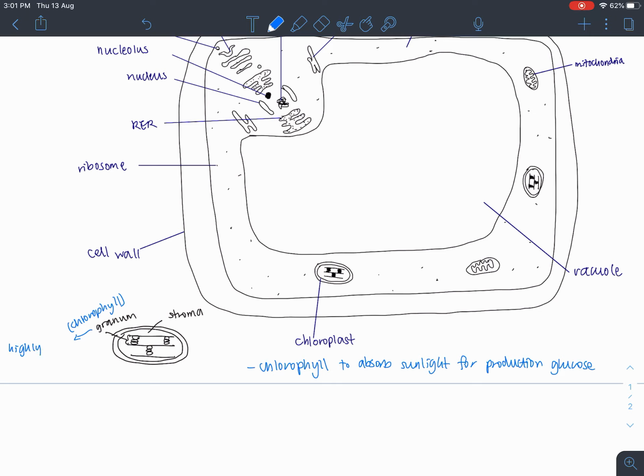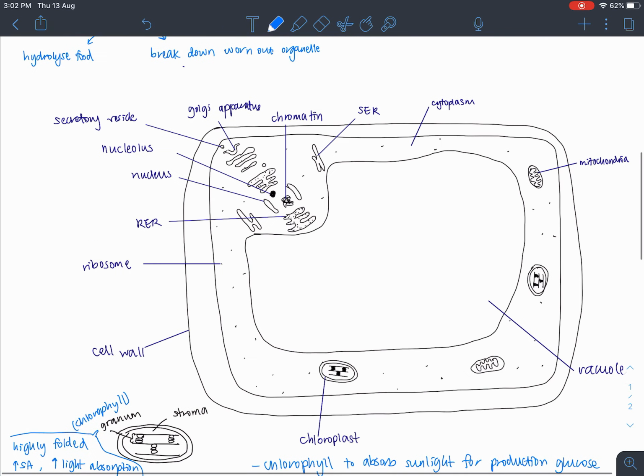So if we're to ask the adaptation of chloroplasts, you have to say that the granum is highly folded because there are a lot of thylakoids to form one stack of granum. It's highly folded to have higher surface area to absorb more sunlight.